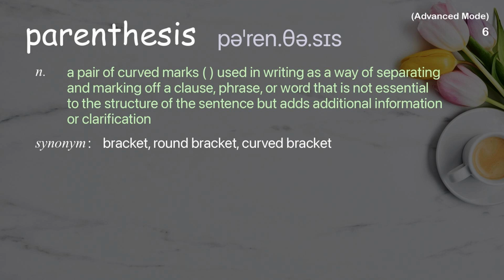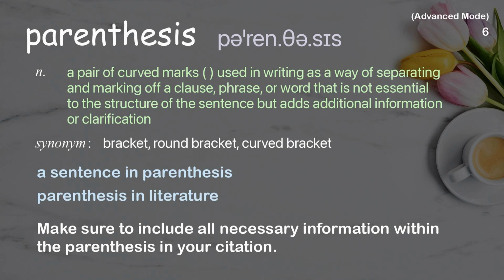Parenthesis. A pair of curved marks, used in writing as a way of separating and marking off a clause, phrase, or word that is not essential to the structure of the sentence, but adds additional information or clarification. Examples: A sentence in parenthesis. Parenthesis in literature. Make sure to include all necessary information within the parenthesis in your citation.